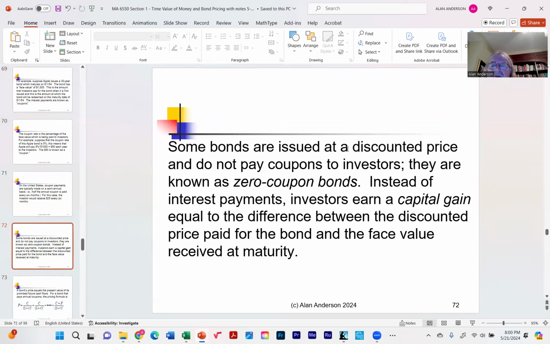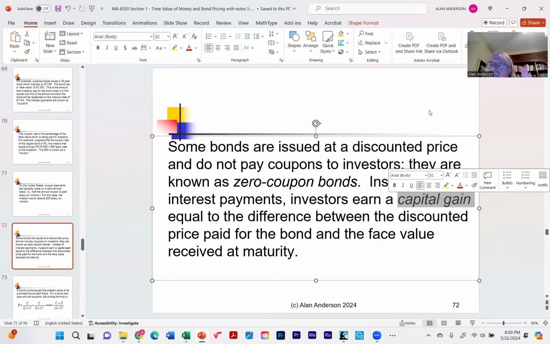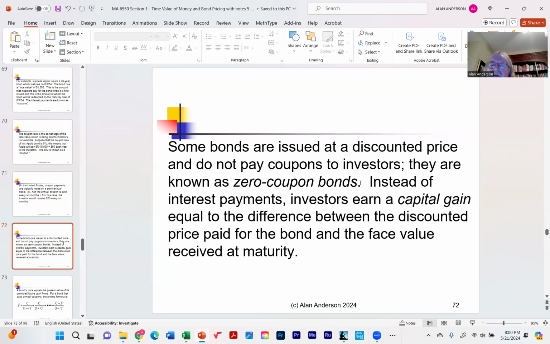Sometimes you do see bonds that are issued without a coupon. Instead of paying interest to the investors, they're sold at a discount to the face value, and then you collect the full face value when they mature. So let's say you buy a bond for $900, and 10 years later, it's redeemed for $1,000. It means you made a $100 capital gain rather than coupon payments. Okay. So that you don't see as often, though. Most bonds in the marketplace do pay coupons.